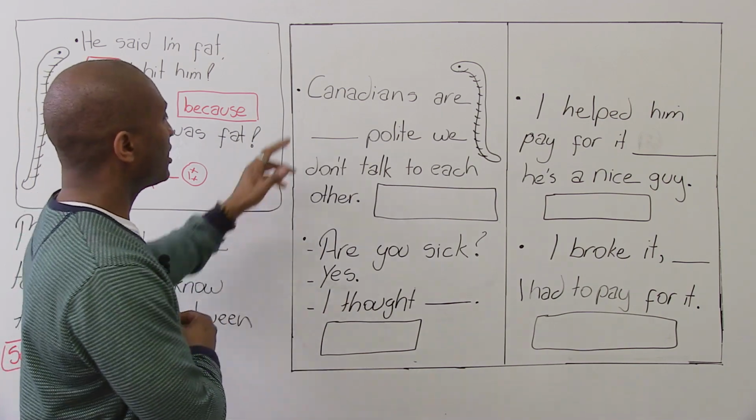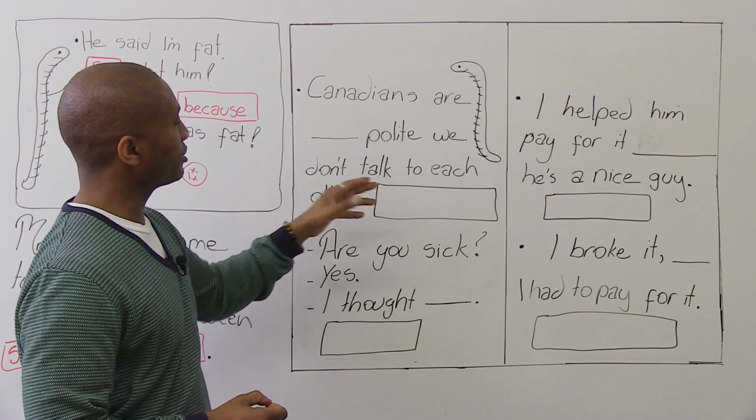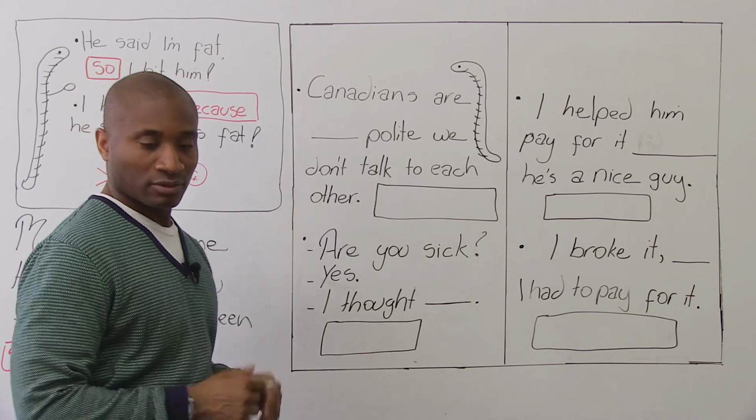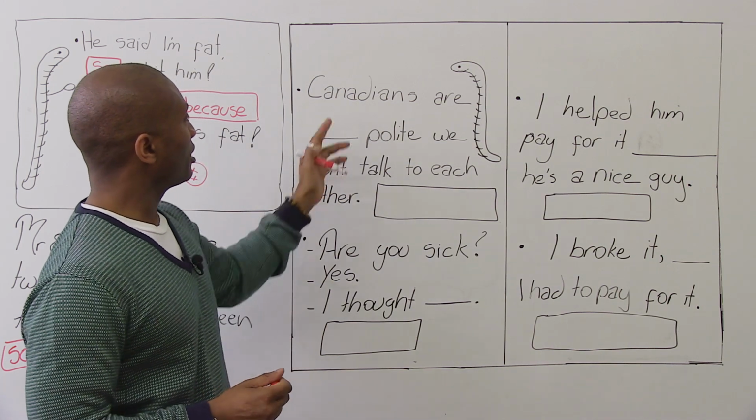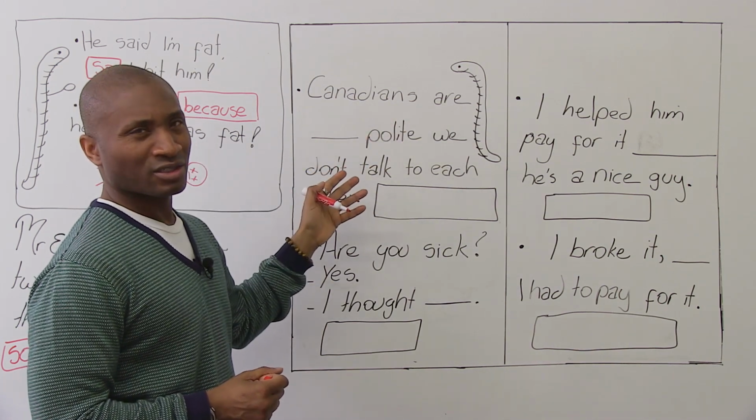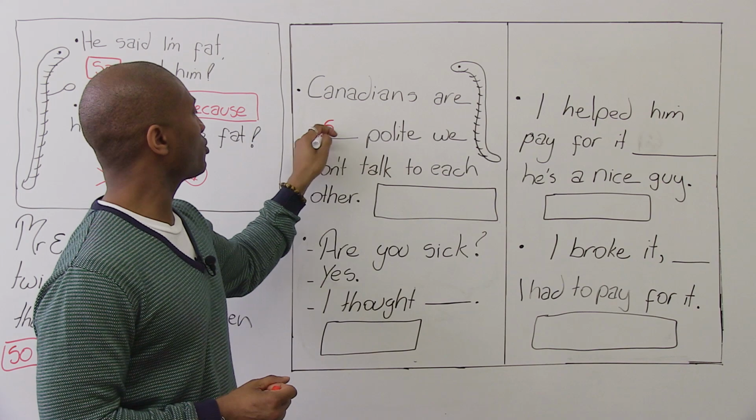So, Canadians are something polite, we don't talk to each other. Well, what would that be? All right, we're going to look at two things. Is it because? Canadians are because? No. We're going to say so polite.